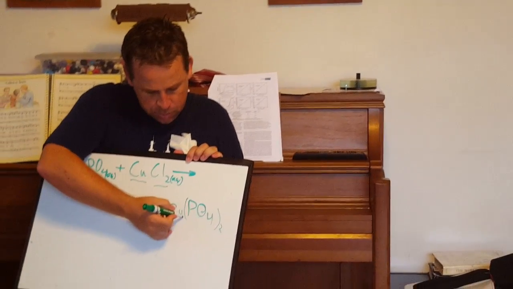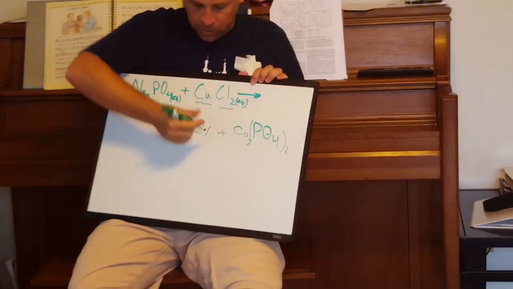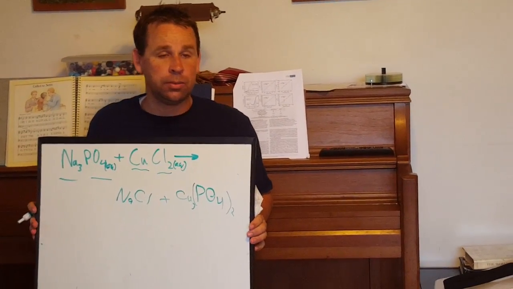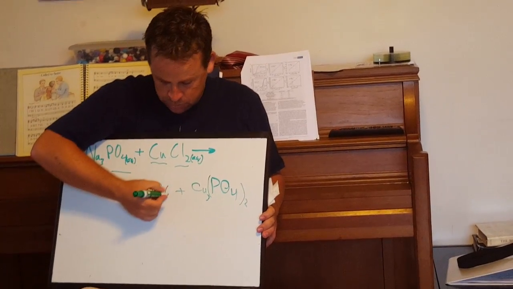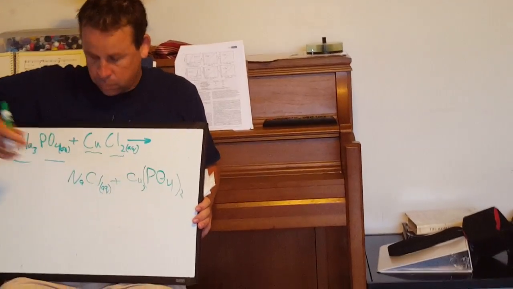This is going to be 2, and this is going to be 3. And then you're going to have to put aqueous because they're still dissolved in water. How do we know that they dissolve in water? Well, we know that Na, because it's in the first row, is automatically aqueous, dissolved.